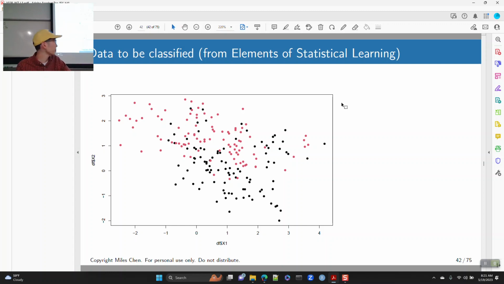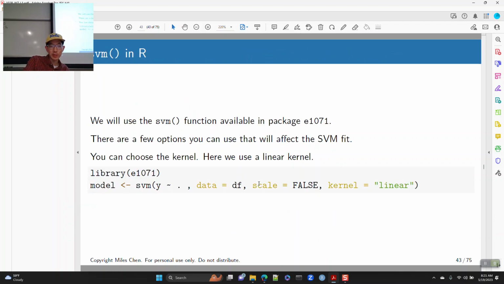This is just a whole bunch of points here, and we can see there's no way for us to separate this with a linear boundary, right? This is an example data set from the textbook Elements of Statistical Learning, and we can't separate this with a linear boundary. We can try, and we'll have to use a soft margin, and try to find the best straight line to separate this.